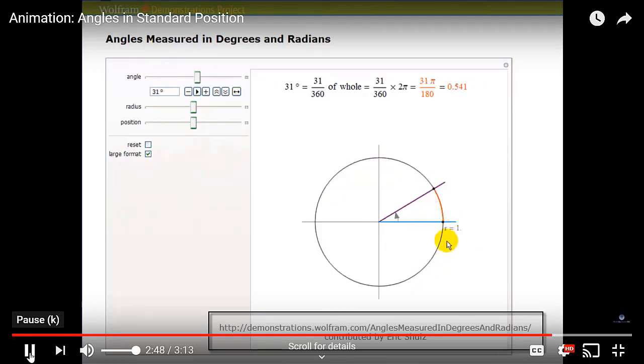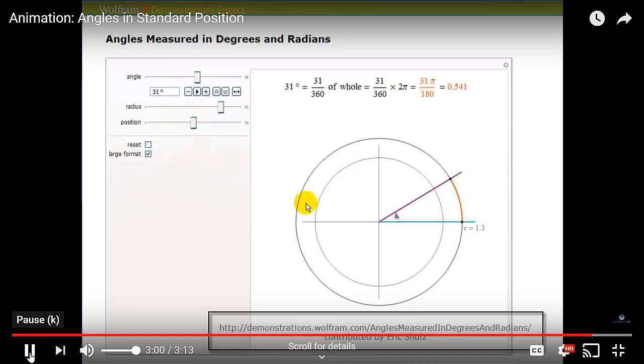Now notice that we are looking at the unit circle because r is equal to 1, but r does not have to be 1. It could be any circle, so if we increase the radius, it will change where the terminal side intersects the circle, but of course it's not going to affect the angle. So we've seen a lot of different angles in standard position. I hope you found this animation helpful.